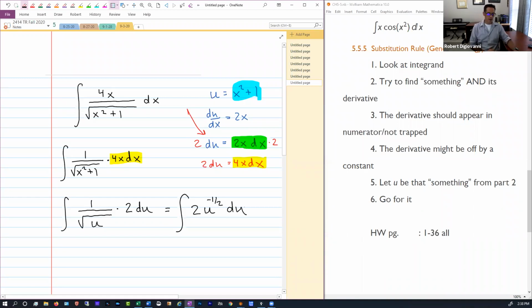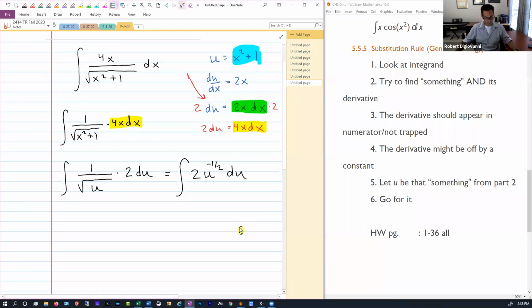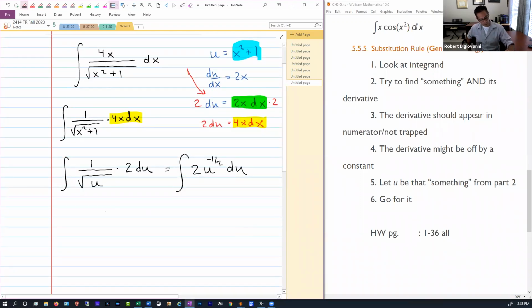Okay, so what did I do here? I rewrote the square root of u as u to the 1/2. I brought that up, and now I can use the power rule. That makes sense? I'm not done, but it's time for the antiderivative. The 2 will come. 1 over negative 1/2 plus 1, u to the negative 1/2 plus 1, plus some constant.